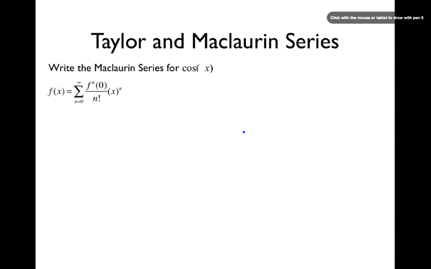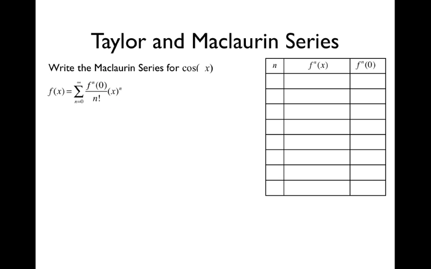We need the nth derivatives of what? Cosine. In this case, f is cosine. Our function is cosine. So we need the nth derivatives of cosine evaluated at 0. And once we have those, we can just plug them in and write this down. What I recommend is we make a table for that.